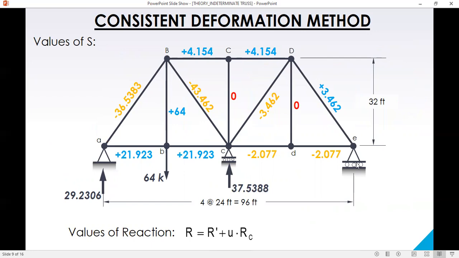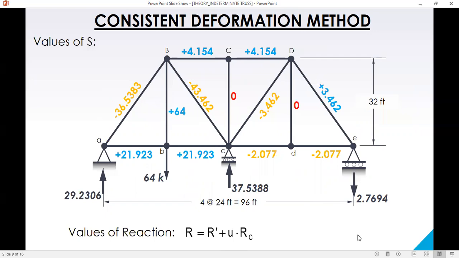For the reaction at A, it's 16 plus 1 half or 0.5 of this negative. So therefore downward 2.7694.